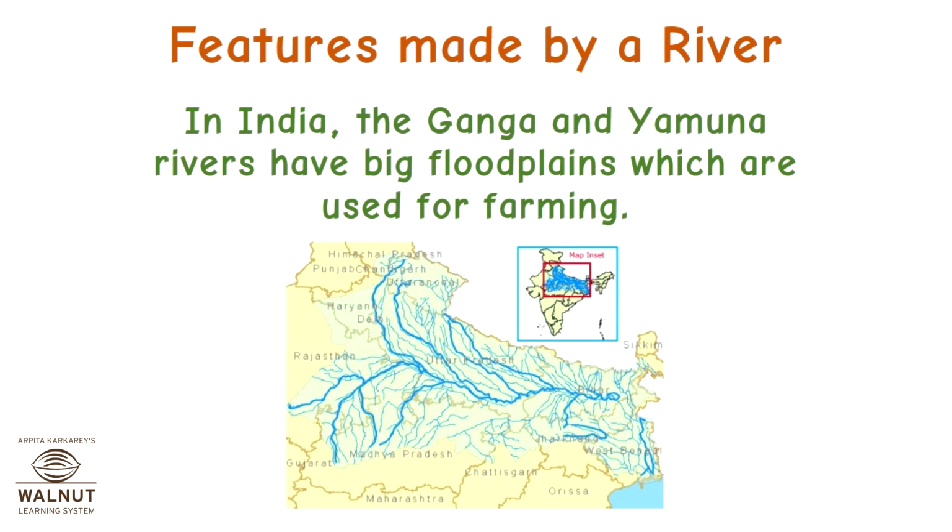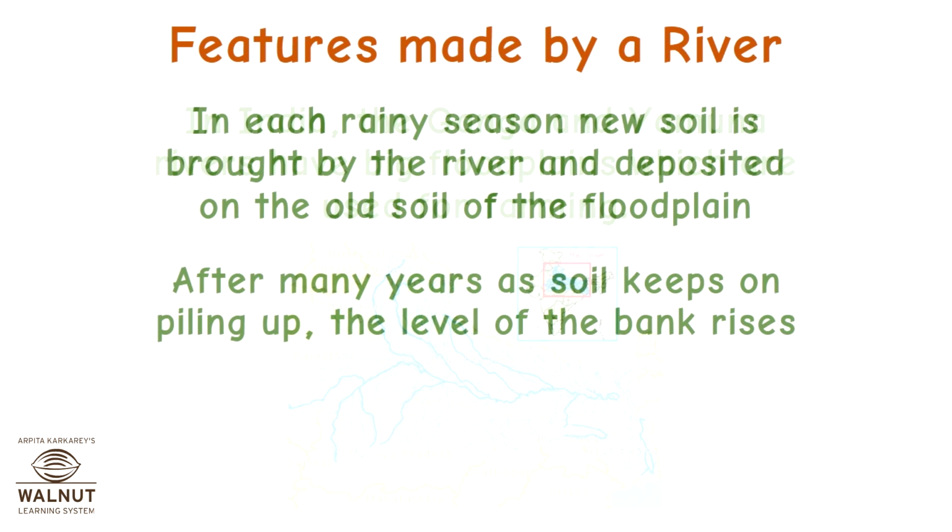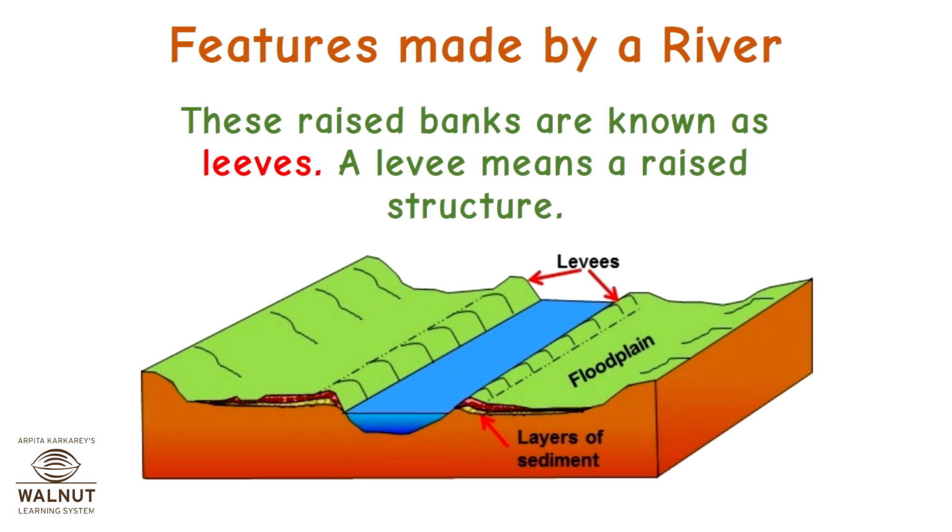In India, the Ganga and Yamuna rivers have big floodplains which are used for farming. In each rainy season, new soil is brought by the river and deposited on the old soil of the floodplain. After many years, as soil keeps on piling up, the level of the bank rises. These raised banks are known as levees. A levee means a raised structure.